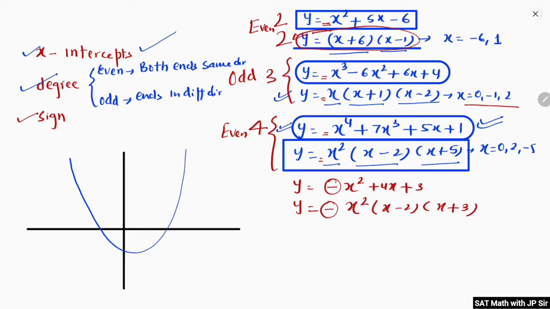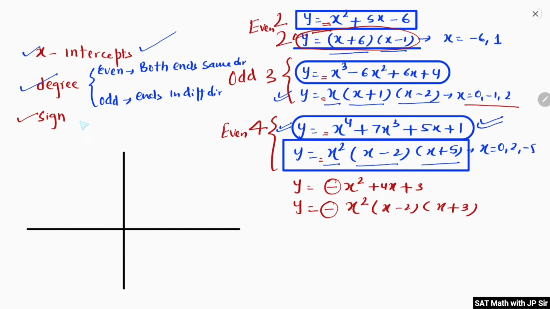Same direction and different direction mean like this: this is called same direction, both the ends of the graph are in the up direction. Same direction again, both the ends are in the downward direction. But different direction: this end is in the downward direction, this end in the upward direction. This is what I am explaining here, that when we have even powers, both the ends will be in the same direction, and when we have odd powers, the ends will be in different directions. Is it clear?